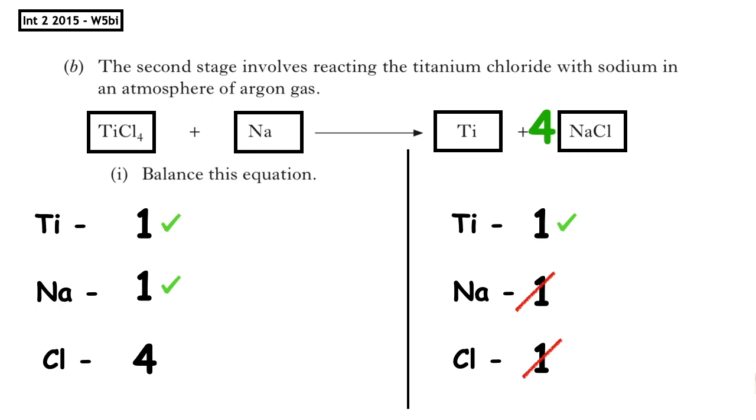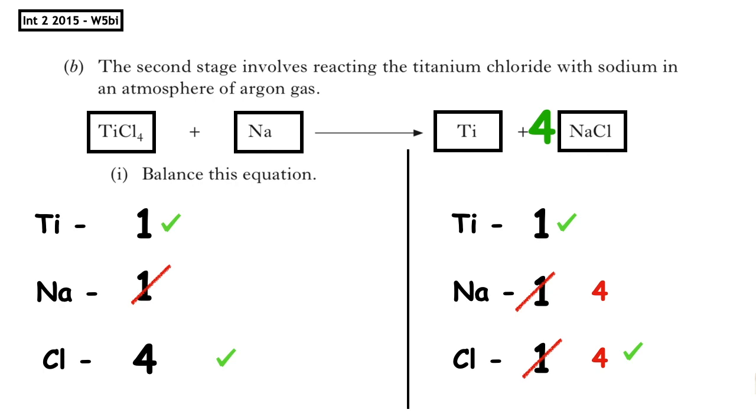How many sodium atoms do we now have? We've got 1 inside the box multiplied by 4 outside the box, which means we have 4 sodiums and 4 chlorines. The chlorines balance, we can tick them off. Remember, we have to double check our list. Titaniums, 1, 1. Those are still balanced.